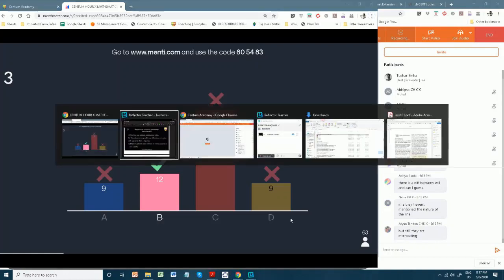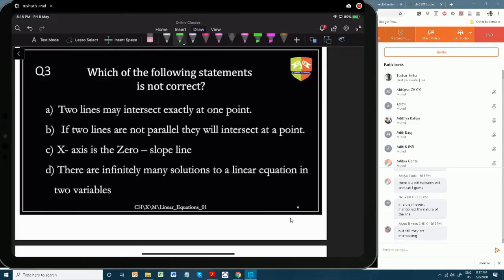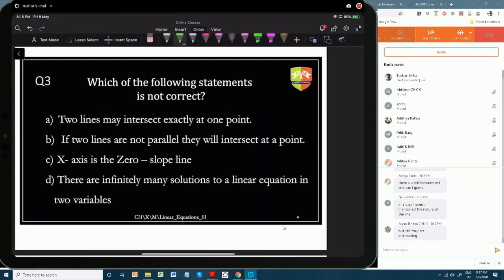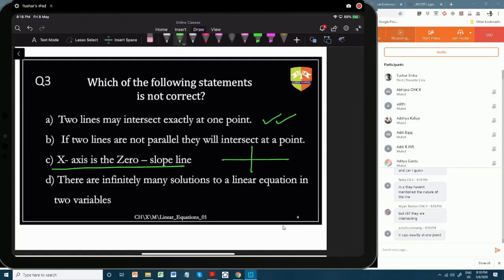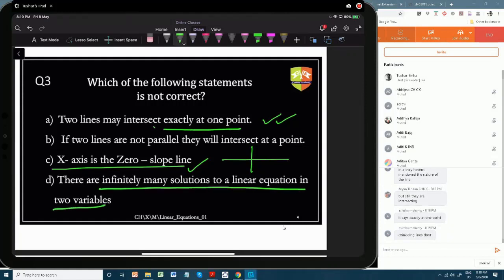So here is the solution. First of all, two lines may intersect exactly at one point. Yes, this is very much possible. This is what we are learning. We are trying to find out the solution, right? X-axis is the zero slope line. What is the slope of x-axis? Zero. This is very much correct. And two lines, if at all they will intersect exactly at one point, there is no ambiguity in that. There are infinitely many solutions to a linear equation in two variables. Yes.